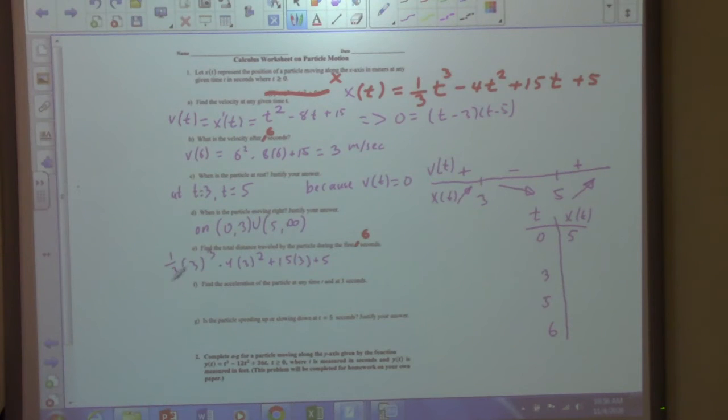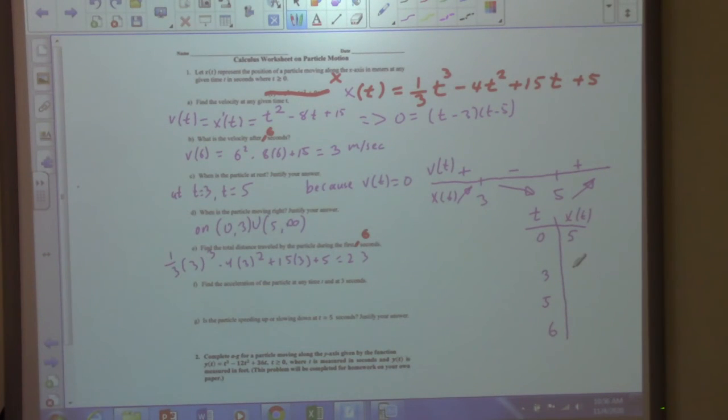So what is this going to be? That's 27 divided, that's going to be 9 minus 4 times 9. What's 9 minus, that's 9 minus 36, it's going to be negative 27. And negative 27 plus 45, because that's 45, right? Negative 27 plus 45 is going to be, is that 18? And 18 plus 5 equals 23.